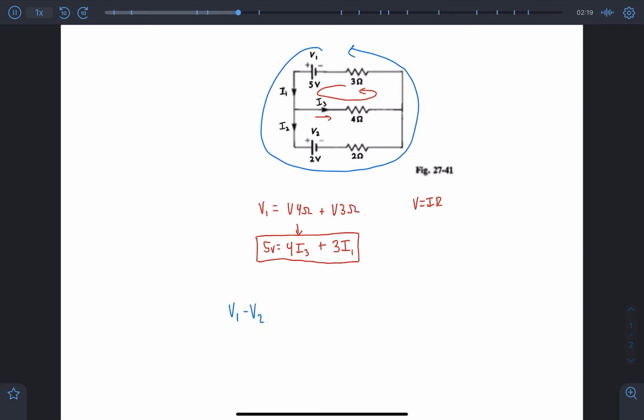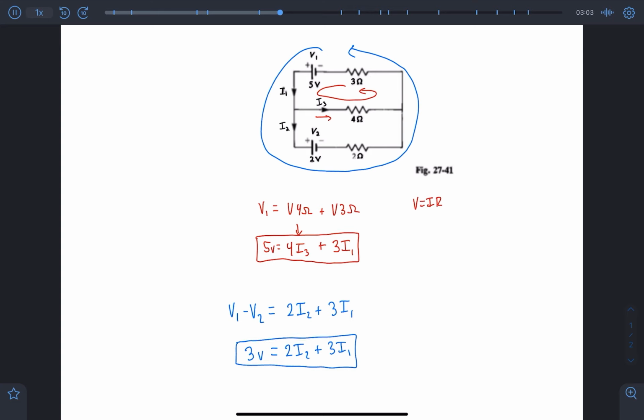So V1 minus V2. And then we can set that equal to the voltage drop across the 2 ohm resistor, which as we know from Ohm's law is just 2 times I2, plus the voltage drop across the 3 ohm resistor, which we know from the equation above is 3I1. Substituting in some numbers, instead of V1 minus V2, we can get 5 minus 2, which is just equal to 3 volts, is equal to our 2I2 plus 3I1.